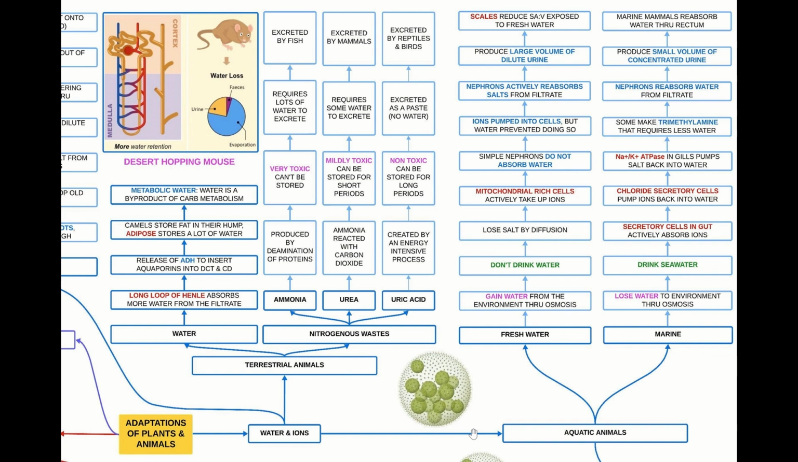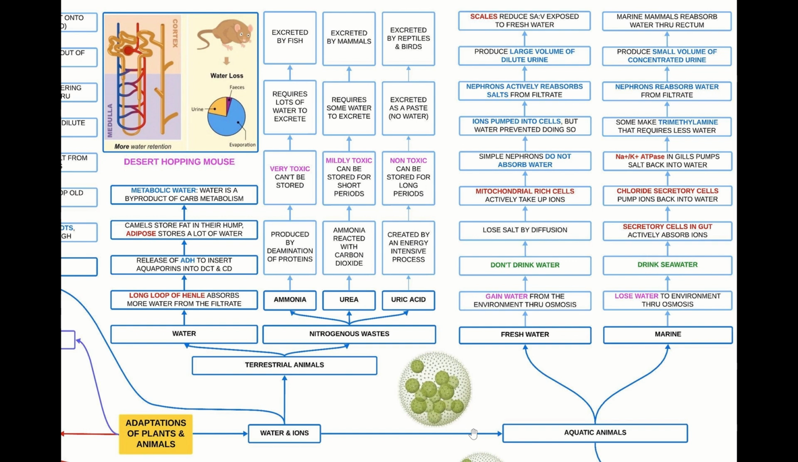to the fresh water. Marine fish lose water to the environment via osmosis, therefore they need to drink the seawater. They have secretory cells in their guts that actively absorb ions, thus increasing obligatory osmosis. They have chloride secretory cells that pump ions back into the water. They have sodium-potassium pumps in their gills to pump the salt back into the water.